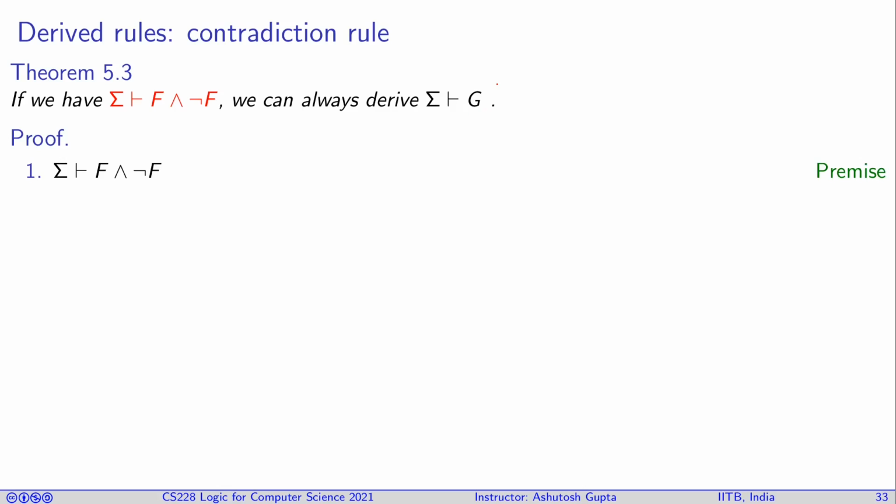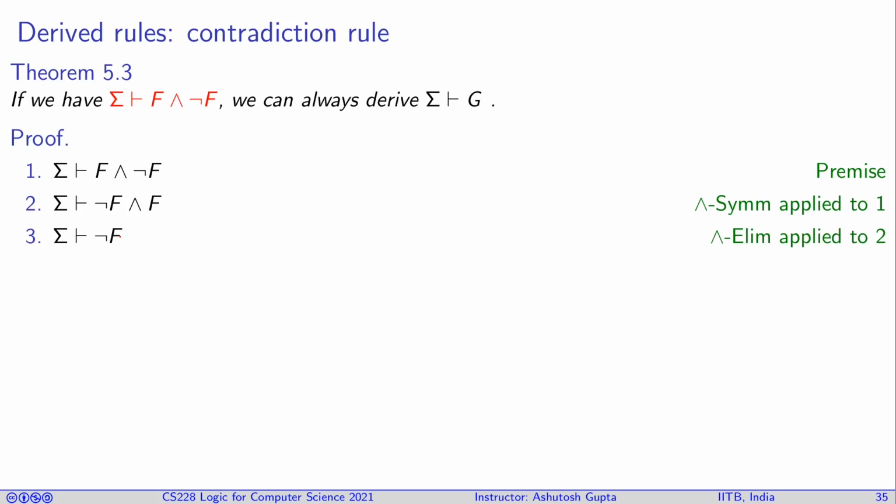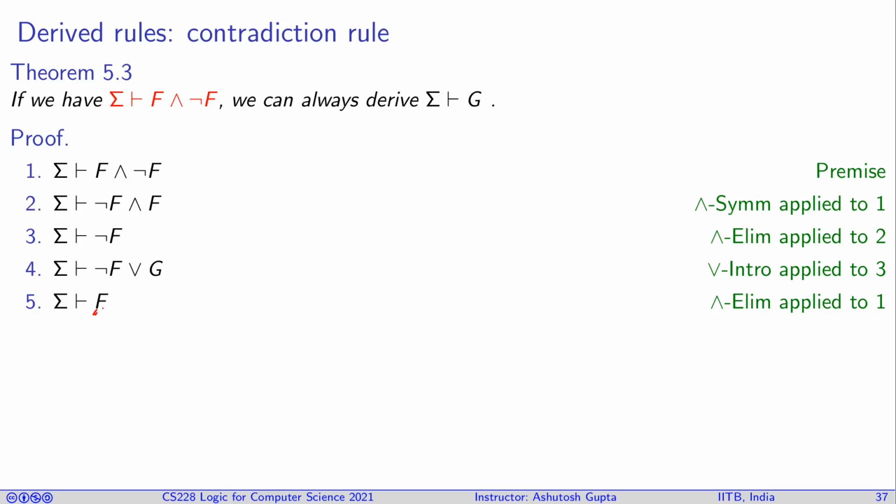Okay. So again, we need to premise, we need to assume that we are able to do this. So f and not f. What do we do? By symmetry we bring it the other way around, not f and f. You apply and-elimination, then you get not f out, and by introducing or, you can just simply say not f or g. Now this we obtain by applying and-elimination on this thing. Now we have f, we have this guy. Now we can apply modus ponens, and we obtain g, and that's what our goal was.